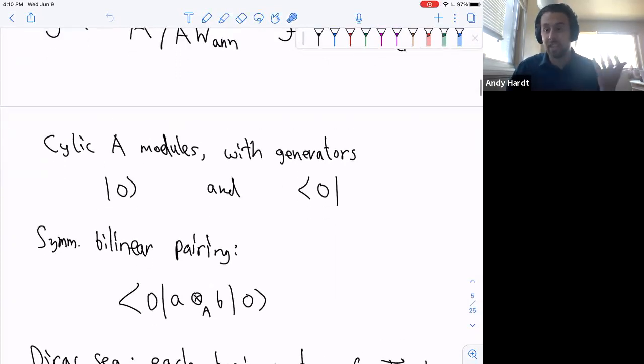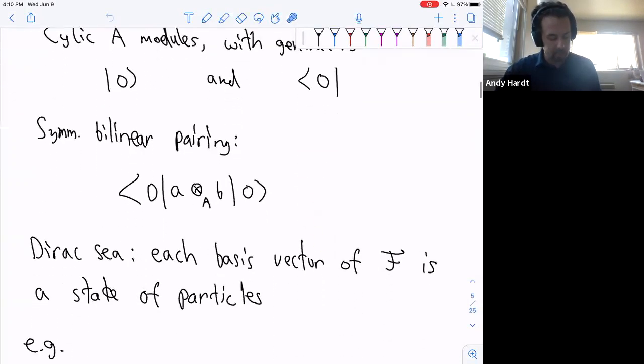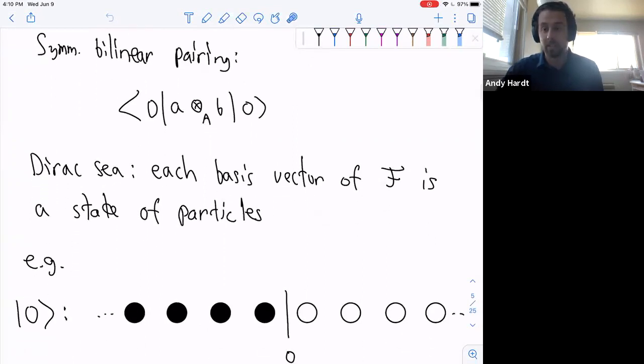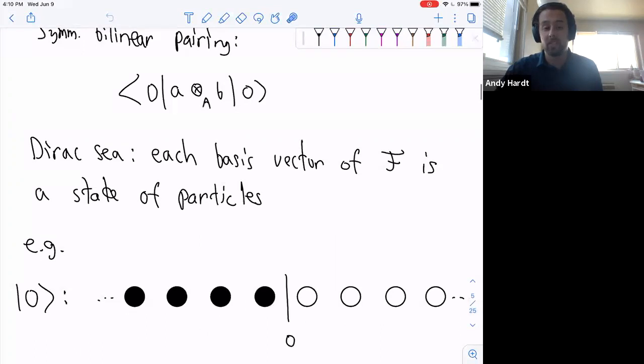So how do we actually think about these things? We usually don't think about them in terms of just all these symbols on a page. We think of them in terms of states of particles. So this is called the Dirac sea. And so each basis vector is a state of particles. So this vacuum vector, this generator, is the vector where I say that to the left of 0, so this is to the minus side, we have all particles. To the right of 0, we have all holes.